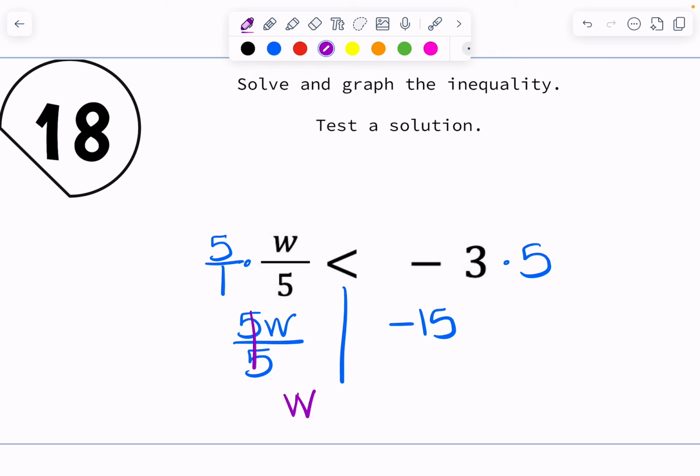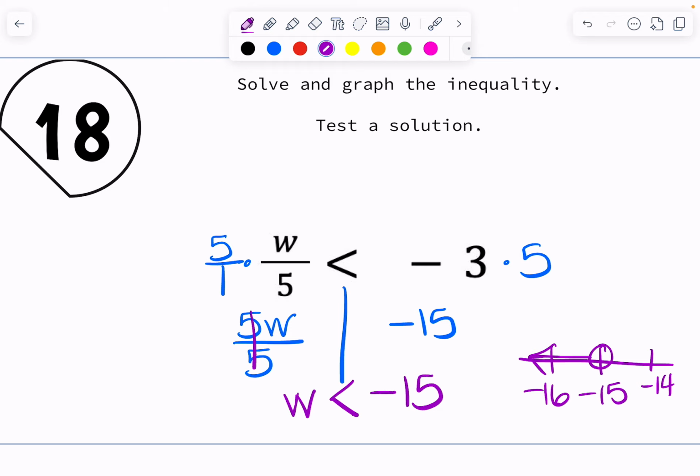So I'm going to go ahead and bring that part down. Now, the number I actually multiplied both sides by here was a positive 5, so I can keep my inequality the same, and so w has to be less than negative 15 for this inequality to be true. So that means I'm going to have an open circle at negative 15 and an arrow to the left.